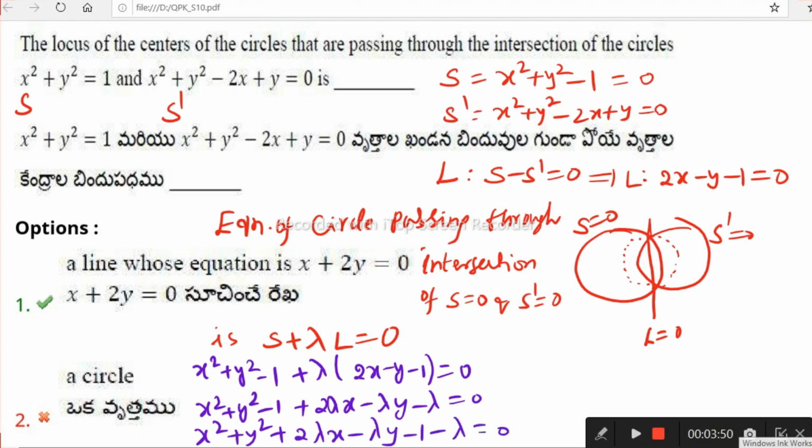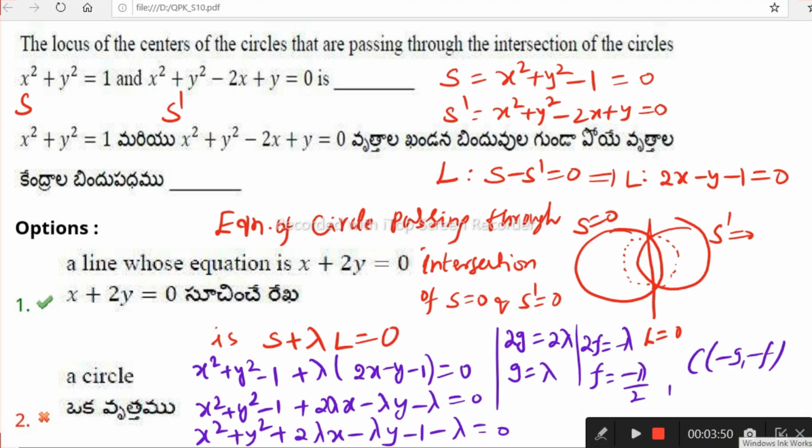Observe, this is of the form x square plus y square plus 2gx plus 2fy plus c. For its center, 2g is equal to 2 lambda, that is g is equal to lambda, and 2f is equal to minus lambda, so f is equal to minus lambda by 2. The center is minus g, minus f, that is minus lambda comma lambda by 2.